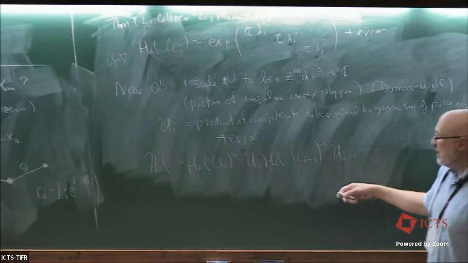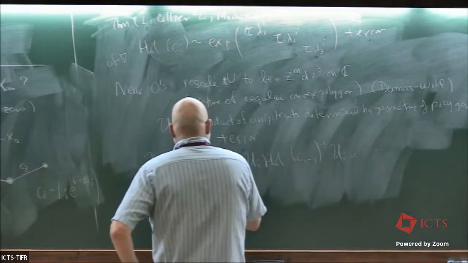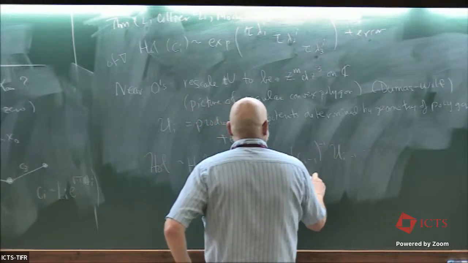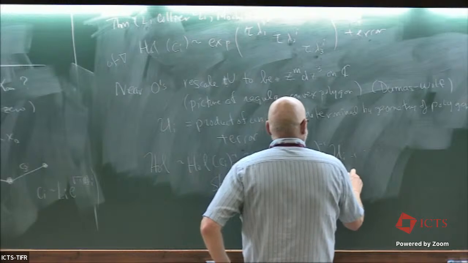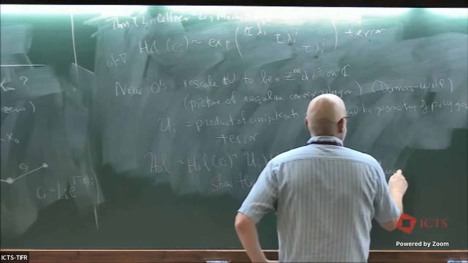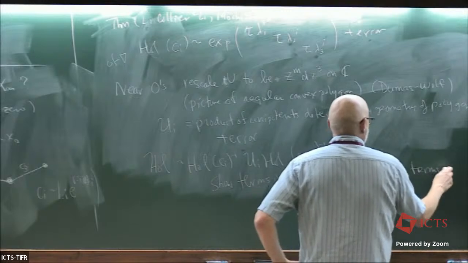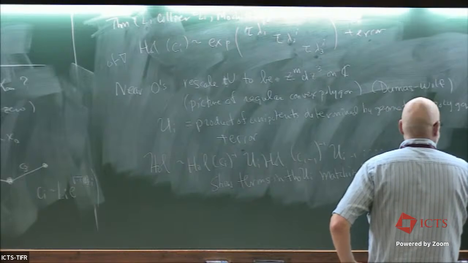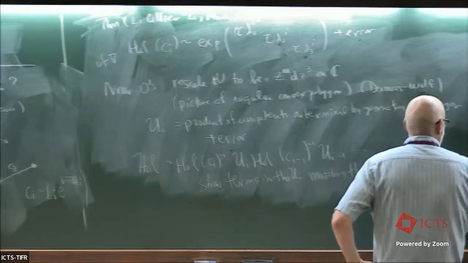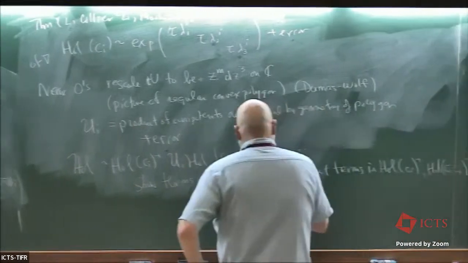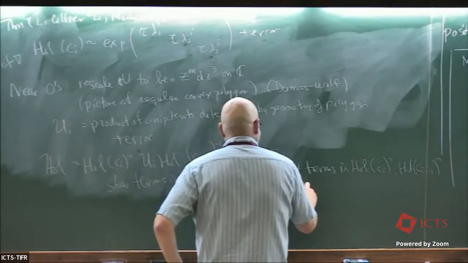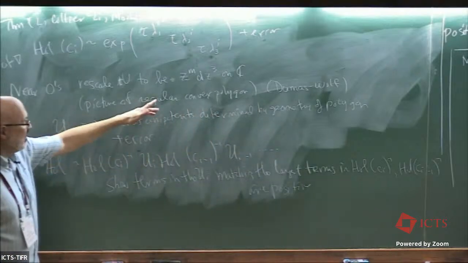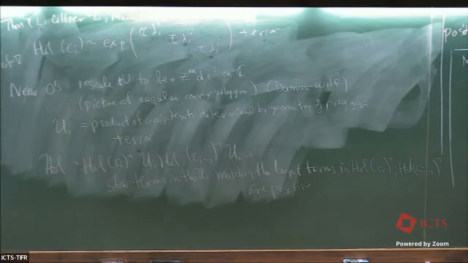And so what we can do is we can show that the terms in the UI matching the largest terms in the holonomy of the Ci inverse and the holonomy of Ci minus 1 are positive. Okay? And so this is a detailed reflection on what Dumas and Wolf did. We have to write down a bunch of cases.